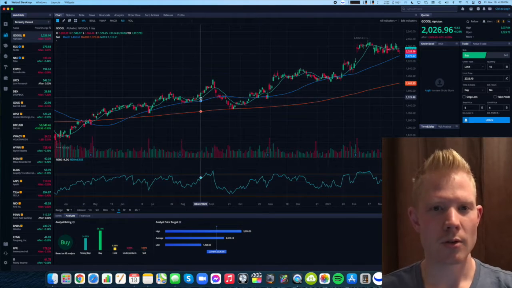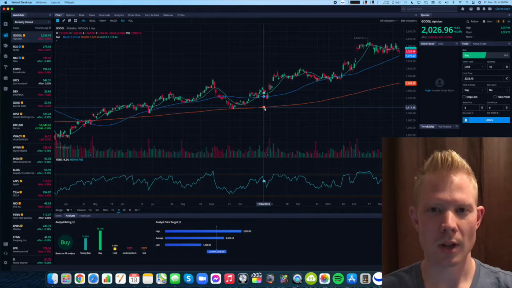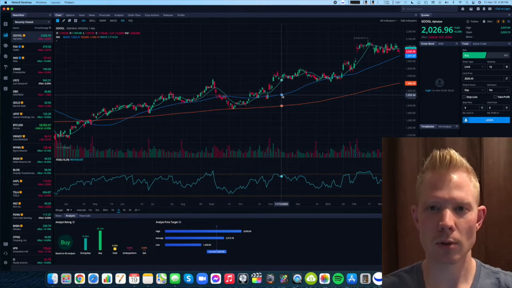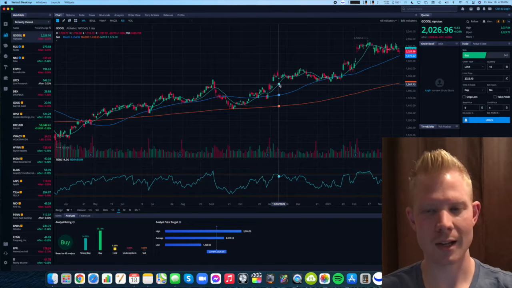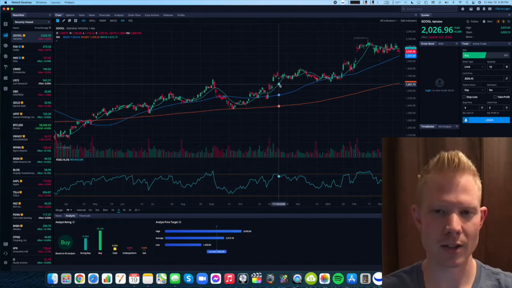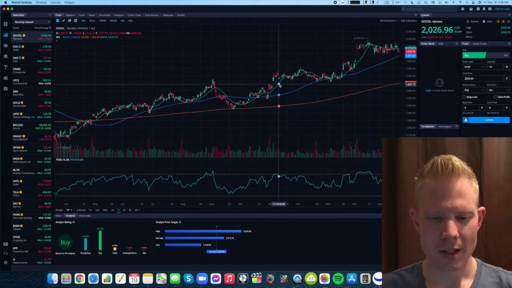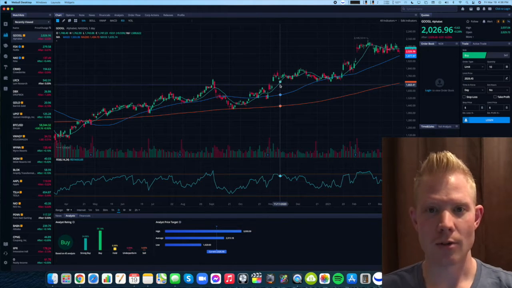We've got the 200-day, which is represented by the orange line, the 50-day represented by the blue line, and the 10-day represented by that green line there. So those are probably the three most common moving averages that people use when investing and analyzing stocks and analyzing charts. Moving averages are mainly used to identify trends either up or down.